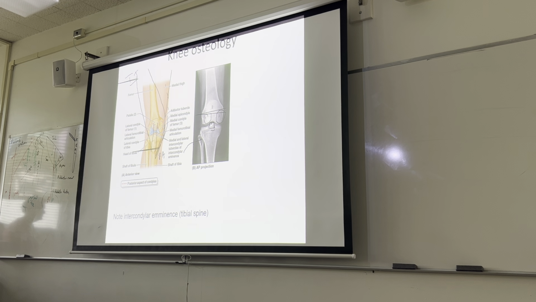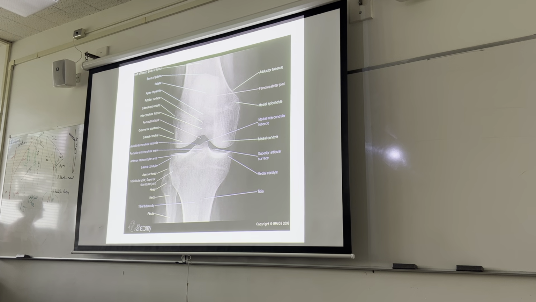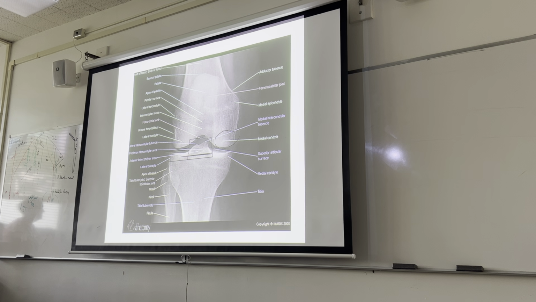Attached to Gerdy's tubercle. Okay, so here's the intercondylar eminence. These are the medial and lateral condyles of the femur. You can see a ghosted patella here. Head of the fibula.